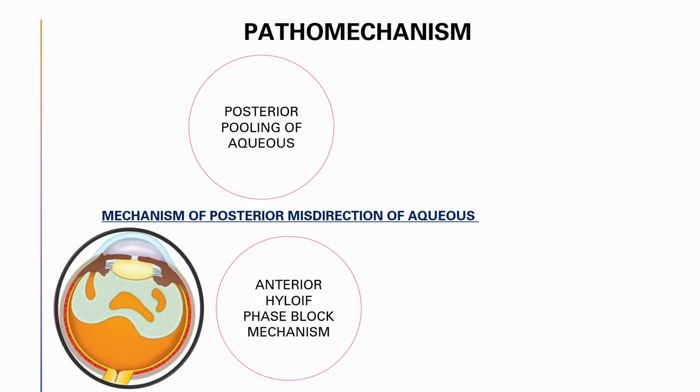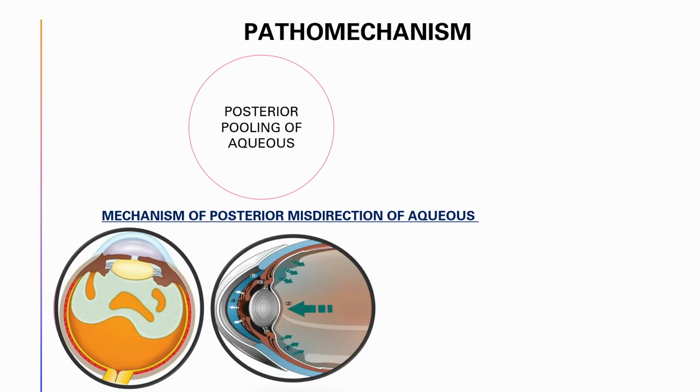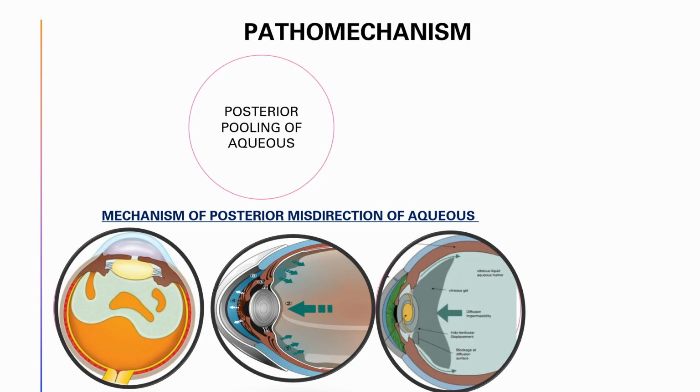Then there is anterior hyaloid phase block mechanism. In this there is intact anterior vitreous phase which is compressed against the ciliary process and breaks in the hyaloid near the vitreous base, allowing the aqueous to be diverted posteriorly into the vitreous body and form pockets there. Then there is choroidal expansion mechanism. In this mechanism, it has been suggested that the precipitating event is increase in choroidal volume, which pushes the vitreous body forward, and thus it pushes the iris lens diaphragm or iris vitreous diaphragm forward, which can cause the flattening of the anterior chamber and lead to angle closure.